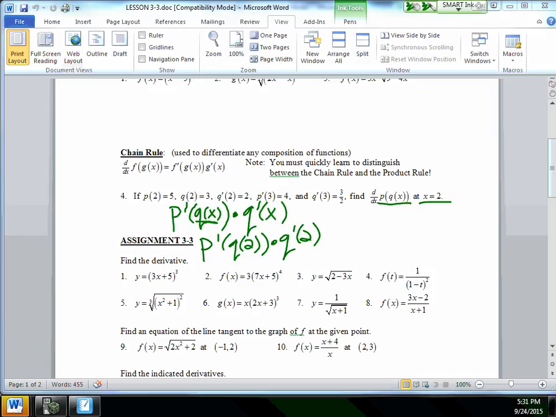And now they have to give you all this information. So I come up here, Q of 2 is 3. So now I'm looking at P prime of 3 times Q prime of 2. Well, Q prime of 2 is 2. So I need this last piece. What is P prime of 3? P prime of 3 is 4. So now I'm left with 4 times 2, which is 8. Oh, sorry. So the derivative of P of Q of X at 2 is 8.